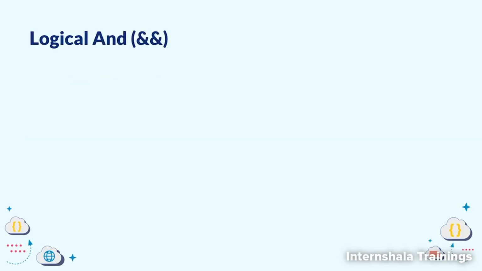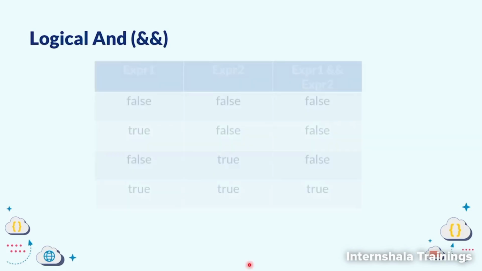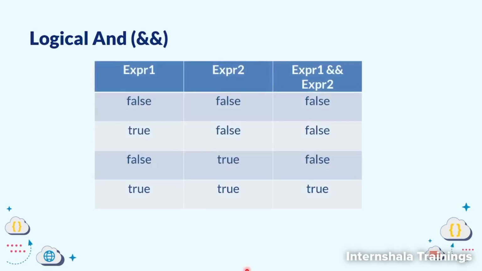The first one is the logical AND. It is denoted by the two ampersand symbol. Logical AND combines two expressions using this operator. Now, how it evaluates the result is shown in this particular table. We have two expressions, expression 1 and expression 2, and they can be combined using this logical AND operator.